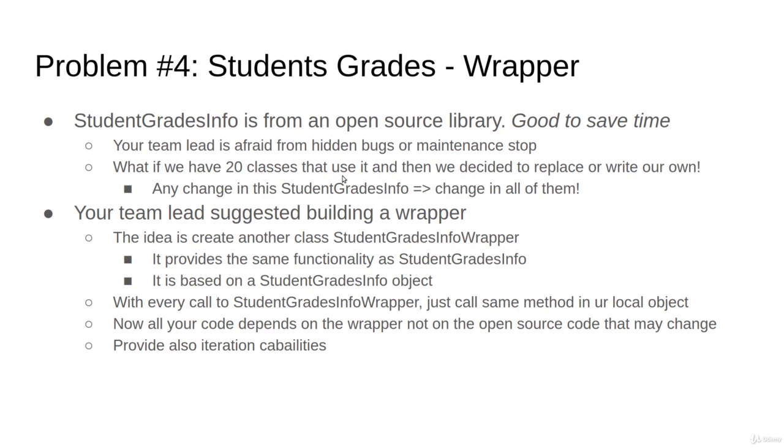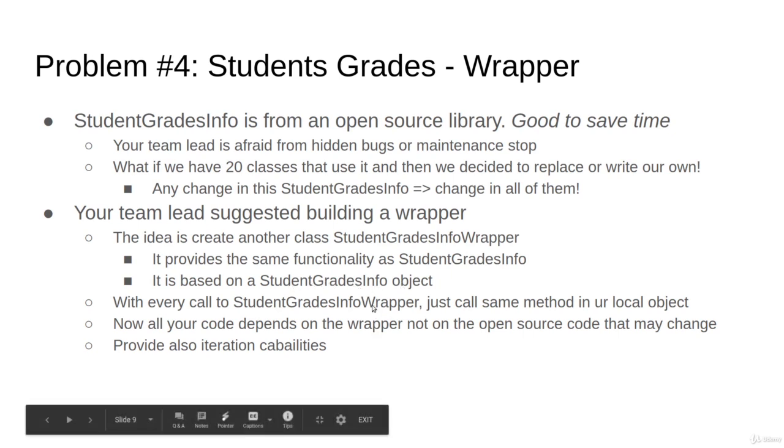If you wrote your own, all of this code has to be changed. There is a better idea that we follow in the industry if we have such potential effort of change or maintenance. We create a wrapper class. The wrapper class idea is very simple. It provides exactly the same functionality as the student's grade info, or adapts it a little bit if you would like. And with every call to the wrapper, you just pass the call to the local object. So the wrapper is a class that has internally an object of type student's grade info.